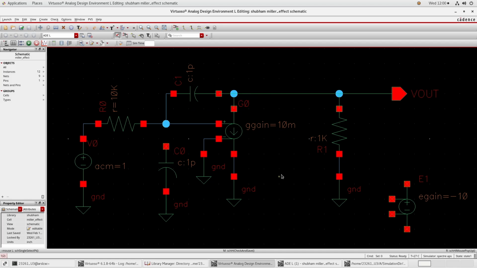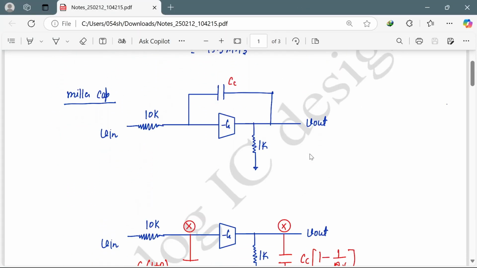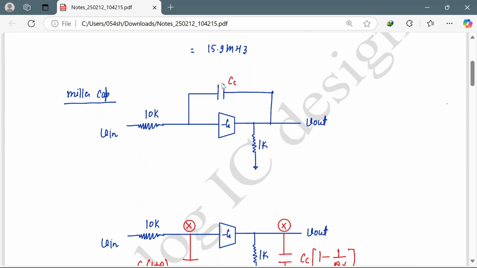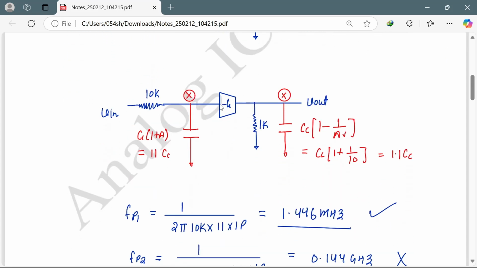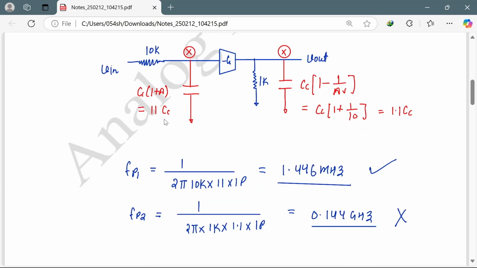So let's see the theoretical aspects. In the second part, what I have done is I connected a capacitance across an inverting gain. The gain of this one is minus 10 or 20 dB. So when you split this one according to the Miller theorem, it will come as Cc into 1 plus A. And at the output side, it will come as Cc into 1 minus 1 upon gain. Now what will be the net effective capacitance at the input side? It will be 11 Cc, or you can approximate as A times Cc.